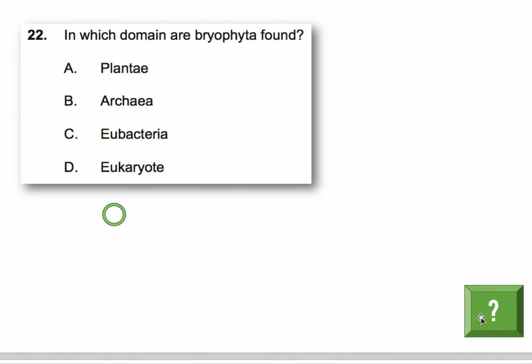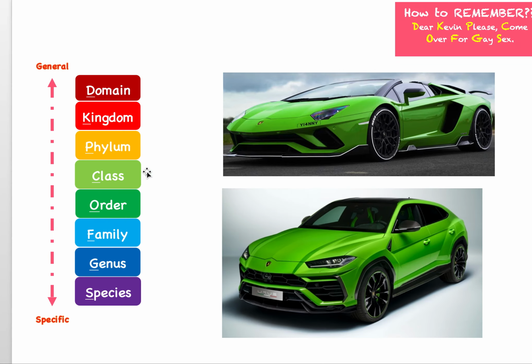Okay, in which domain are Bryophyta found? So again, Bryophyta is one of the phyla of the plant kingdom. So which domain? First of all, Plantae is not a domain, that's a kingdom. So A is definitely wrong, but B, C, and D are all domains: Archaea, Eubacteria, and Eukaryotes. We know all plants are made up of eukaryotic cells, so Bryophyta, which is under the plant kingdom, is going to belong to the domain eukaryote, and we can see it here.